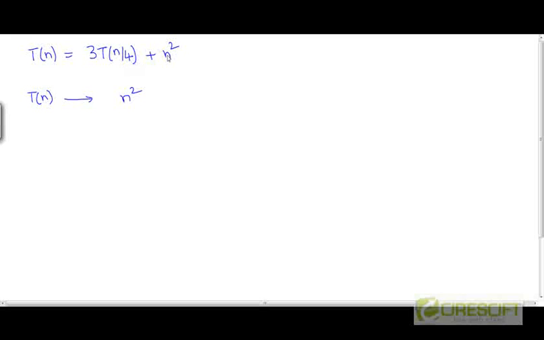So the right hand side here is 3 times T of n by 4 plus n square, which we diagrammatically depict as n square with 3 children, each child being T of n by 4. Then we can expand this tree to one more level.